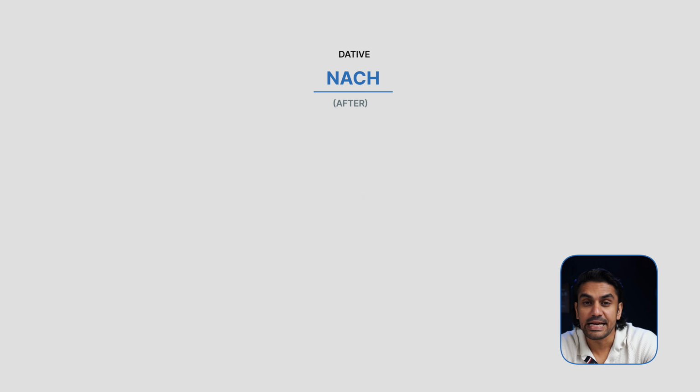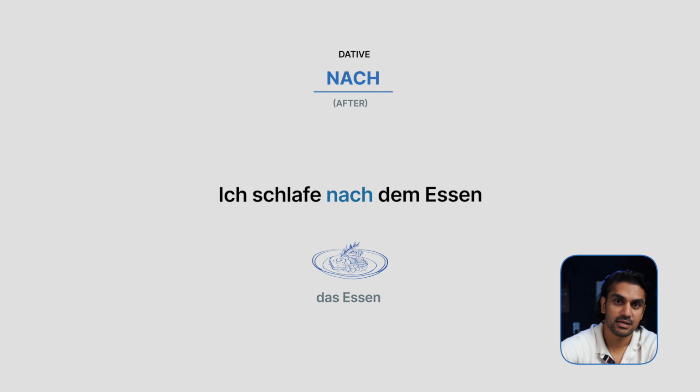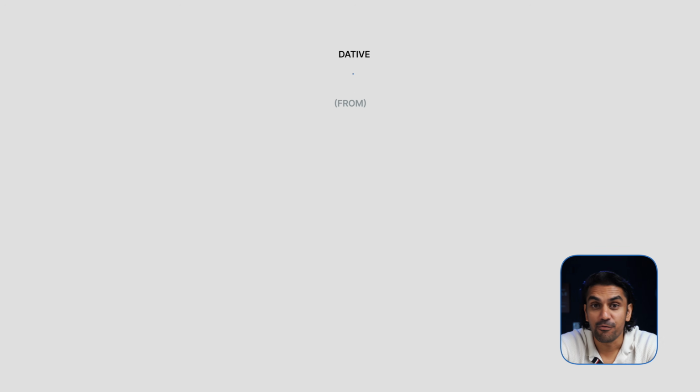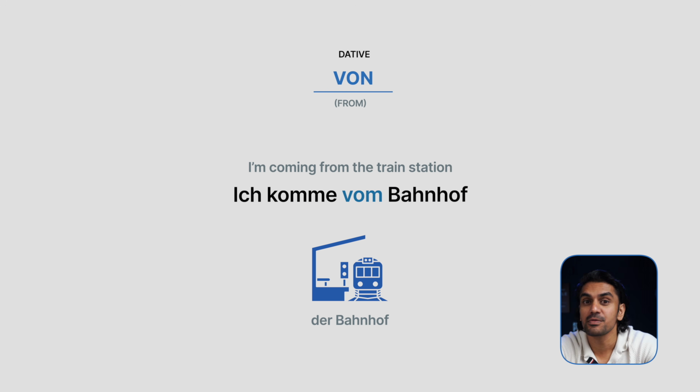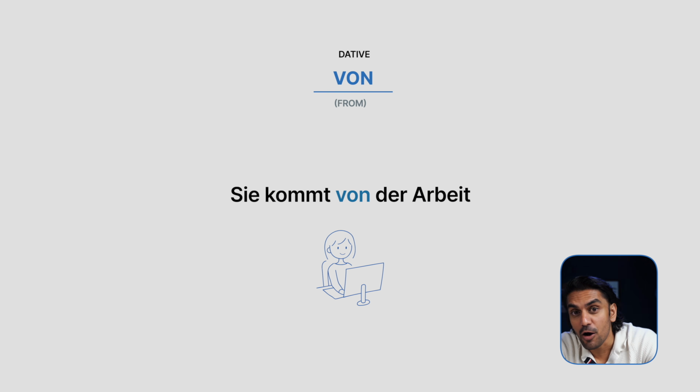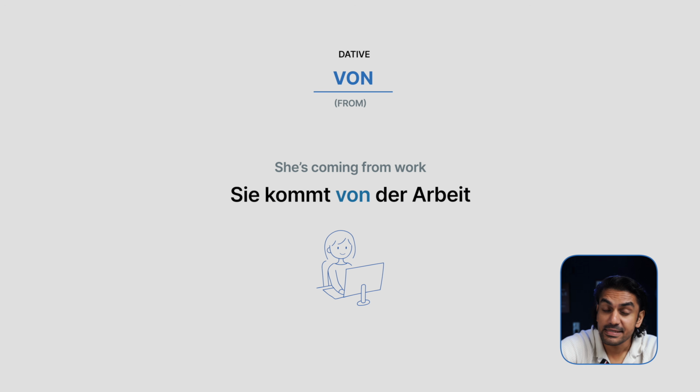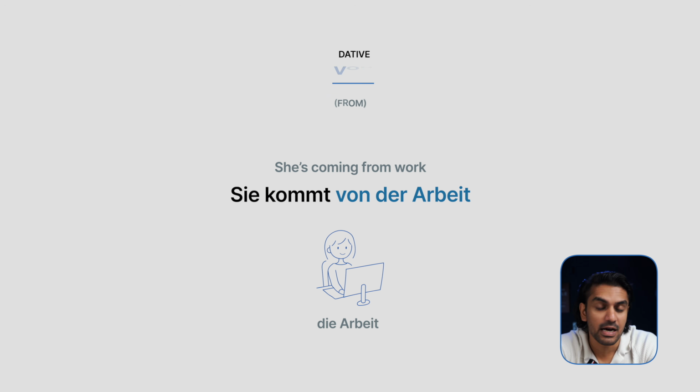Nach, after. Ich schlafe nach dem Essen. I sleep after eating. Von, from. Ich komme vom Bahnhof. I'm coming from the train station. Now vom is simply von plus dem and sie kommt von der Arbeit. She's coming from work. Now Arbeit is die Arbeit, feminine. So in dative, it becomes der Arbeit.